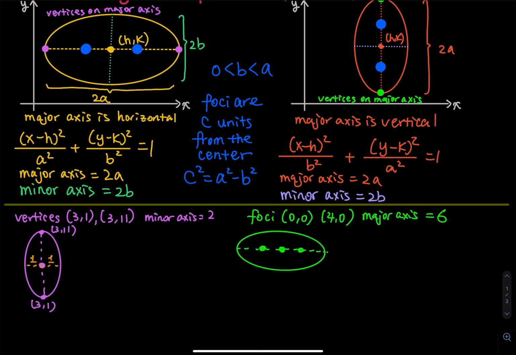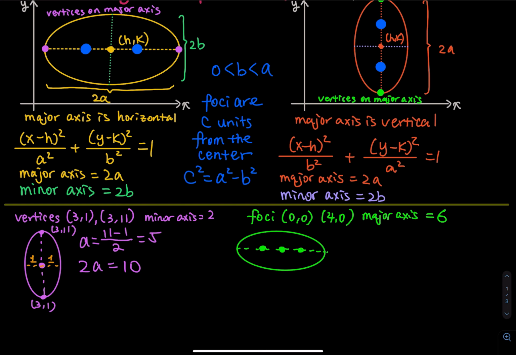Okay, what else can we say? We can find a, right? We can find the length of the major axis. How do we do that? So the length of the major axis from 1 to 11, how many units are there? There are 10 units, right? Then 11 minus 1 divided by 2 is equal to 5. What does that mean? That means a is equal to 5, and the length of the major axis is 2a, which is equal to 10, right? So a is equal to 5.